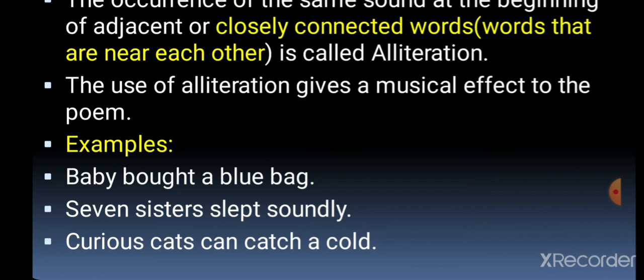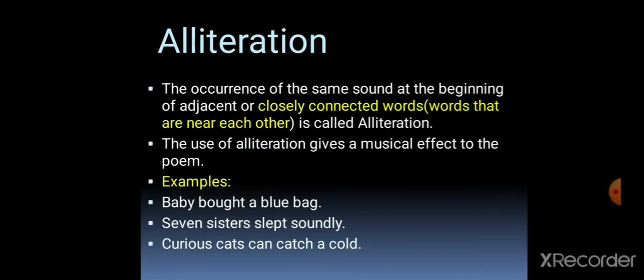Curious cats can catch a cold. Sound is repeated. Okay, consonant sound is repeated. So it's an example of alliteration. Okay, students. Hope it's clear to you now. Now, beta, read the poem again and find out literary devices. Okay, find out literary devices from the poem Leisure.